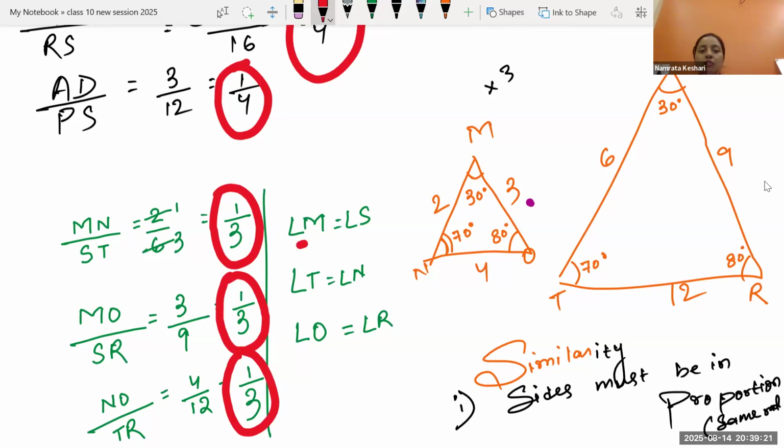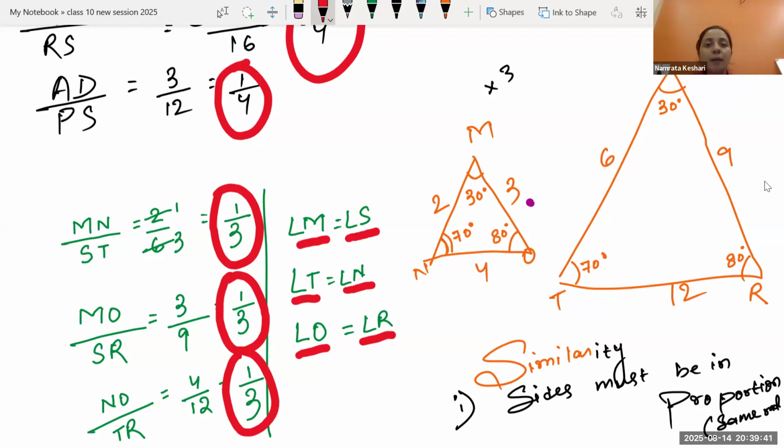Now one of the angles over here and one of the angles over there are the same. The second angle over here and the second angle over there are the same. The third angle over here and the third angle over there are the same. Hence, these two figures are similar to each other. Similar figure doesn't mean exactly the same. Similar figure means the shape will be the same.